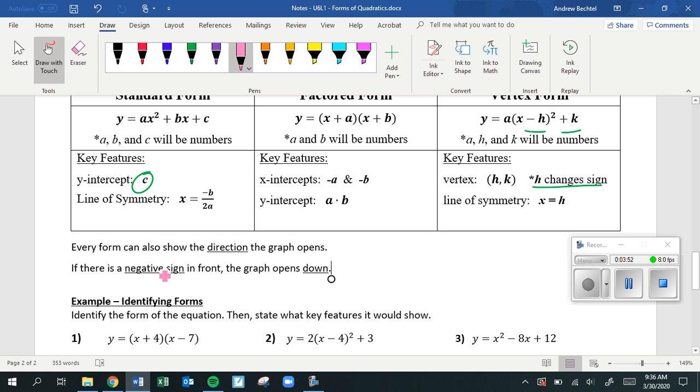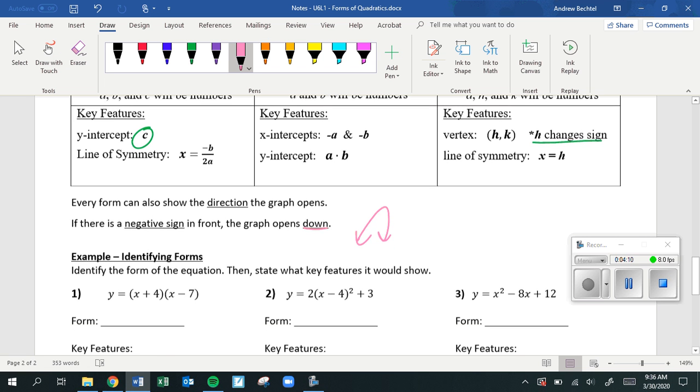If there is a negative sign in front of the x squared, either at this a here, in front of the parentheses, or at this a here, the graph is going to open down. That's an upside down U, like we saw above in graph number 1.